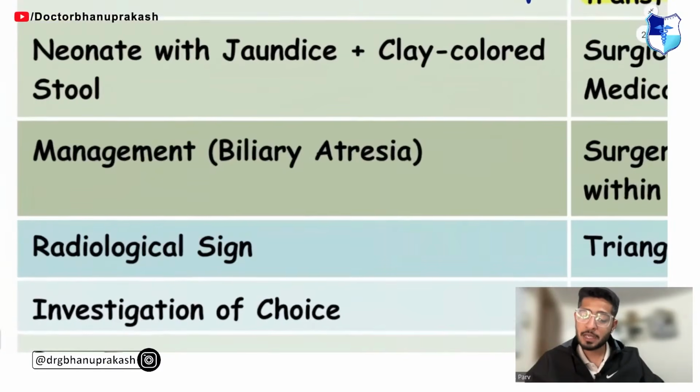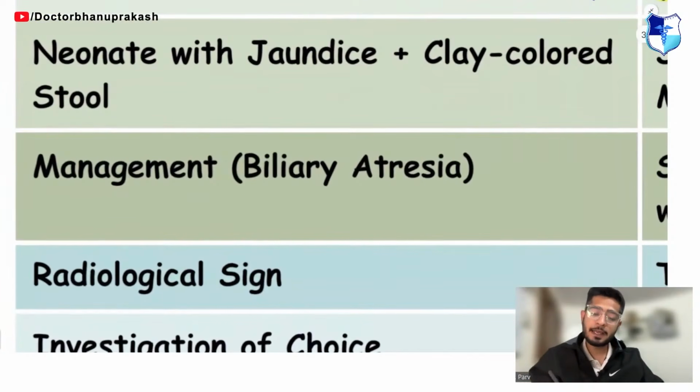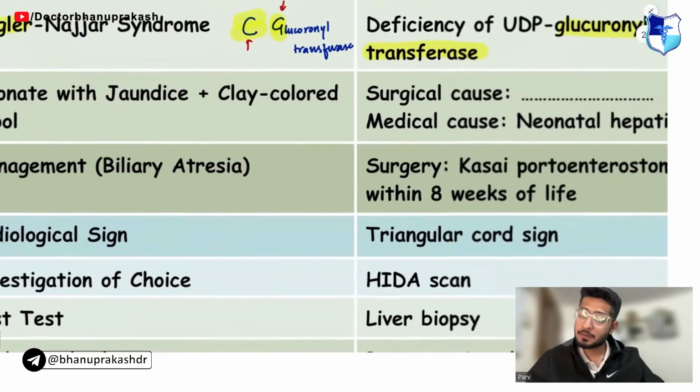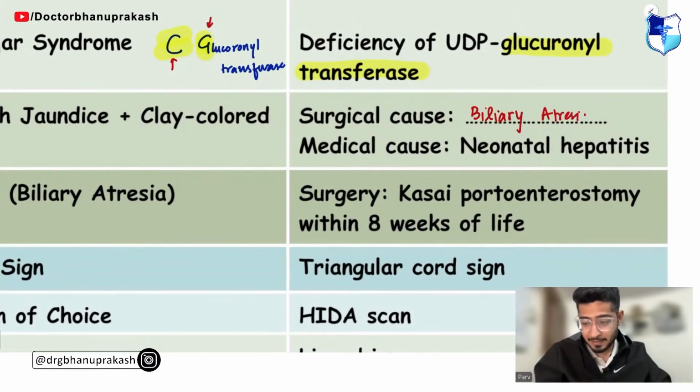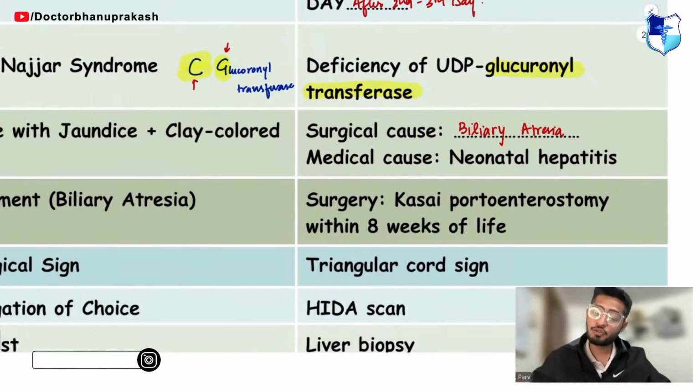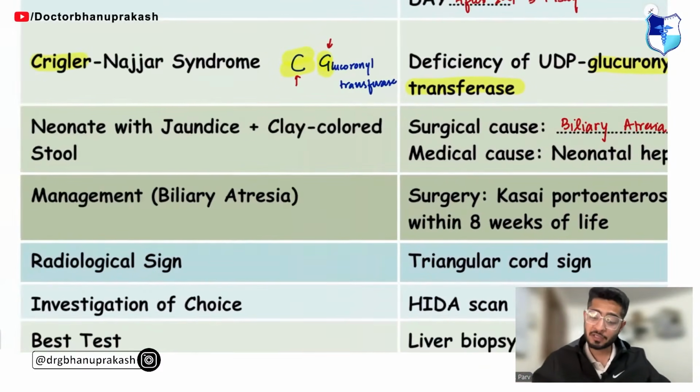Coming on to a neonate with jaundice with clay-colored stool. Can you tell me what is the most common surgical cause? It is biliary atresia. So the answer is nothing else but biliary atresia. Biliary atresia is the most common cause of obstructive jaundice. So can you see? When do you see clay-colored stools?